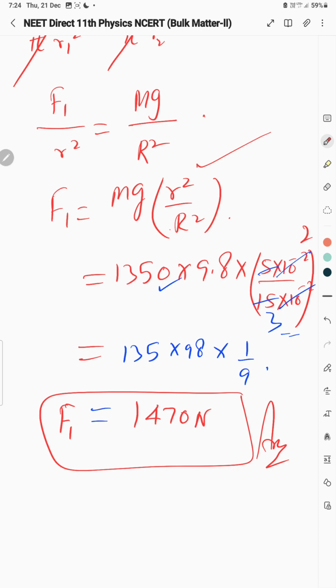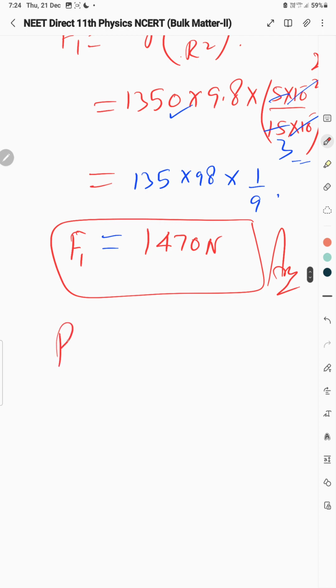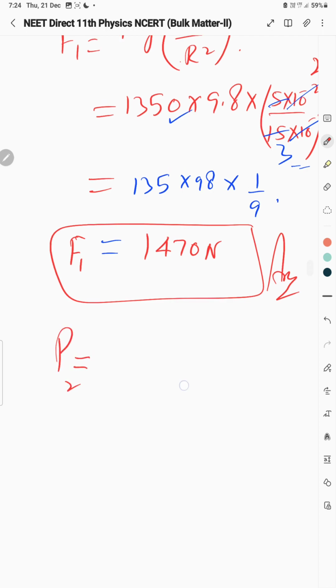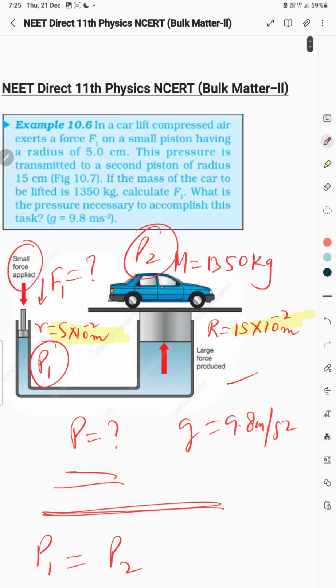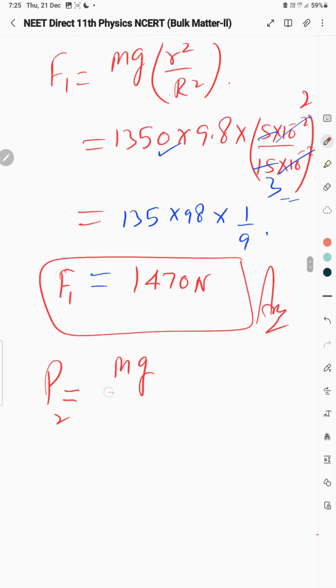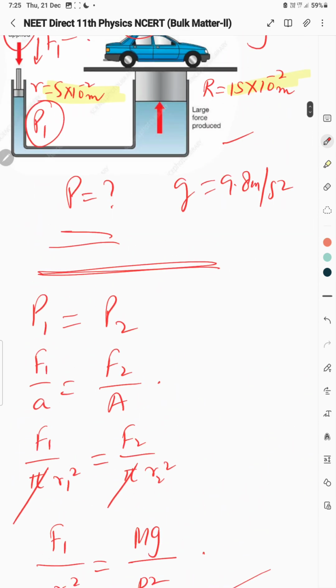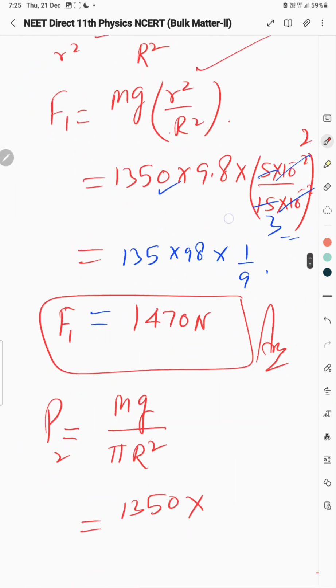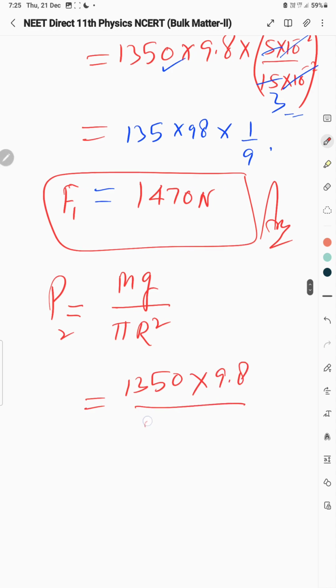Right. So one part is over. Now we have to know the pressure exerted. The pressure required here, P2, is the pressure on the larger piston. It is force upon area. Force means mg, the weight of the car, upon area. Area is pi R capital square. This is 1350, the weight of the car as mentioned here, into g, which is 9.8, pi is 3.14, into radius 15 × 10^-2 whole square.